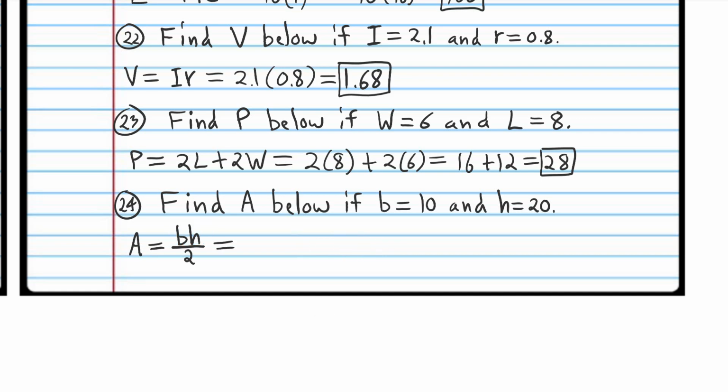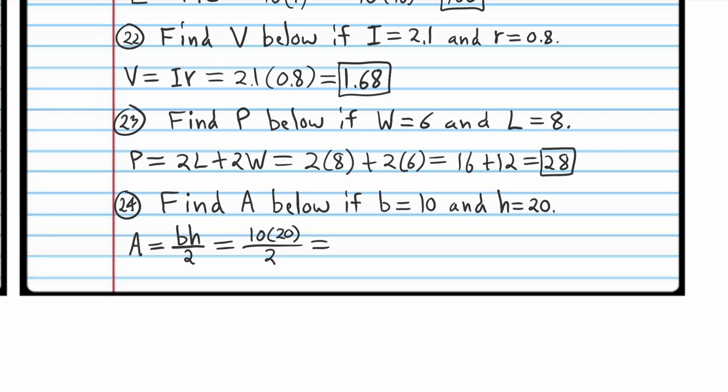So we're going to plug in 10 for B and 20 for H. And we need parentheses to show multiplication. Two letters next to each other is multiplication, so we need those parentheses. And you can put the parentheses around both of these or just one of them. It doesn't really matter, especially because there's no negative number.